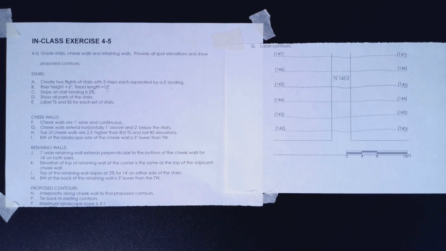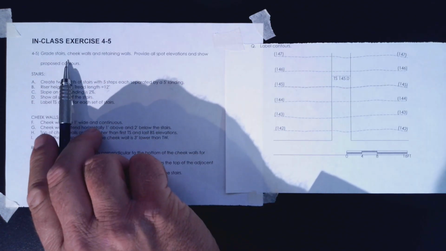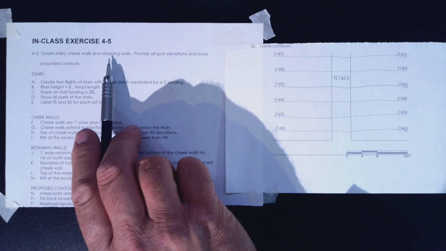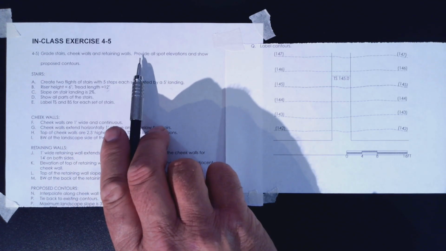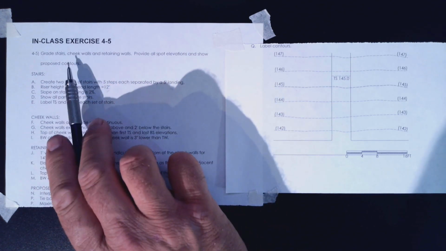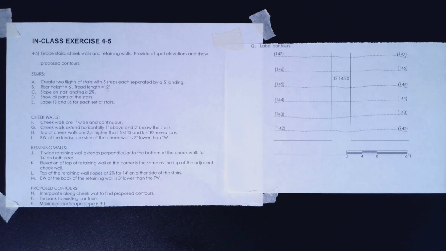Okay, this is grading exercise video 4.5. For this, we are going to grade stairs, cheek walls, and retaining walls. They say to provide all spot elevations and show proposed contours.